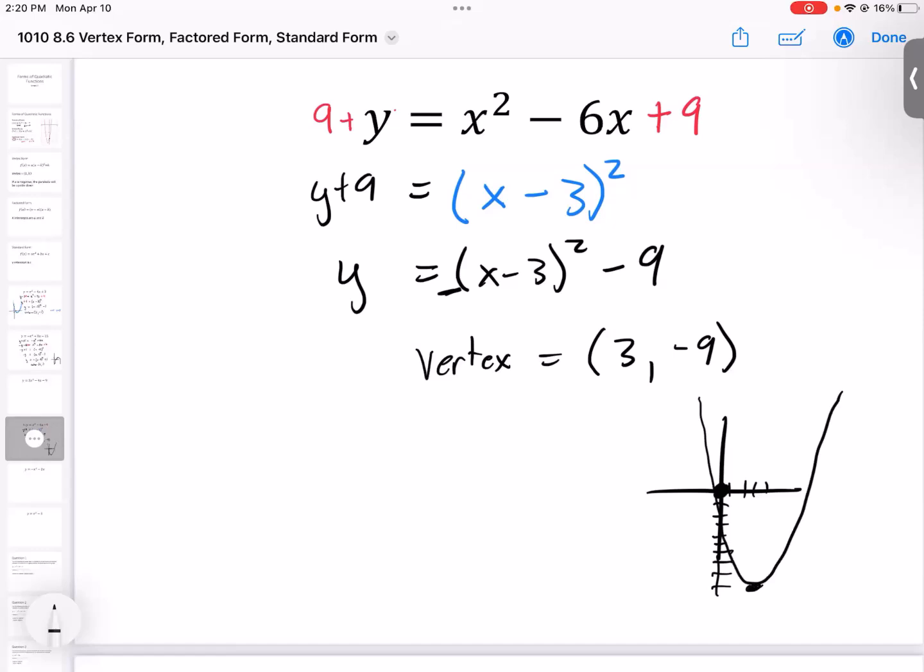You don't have to plug in 0. You could also plug in 4, some other number. If you did 4, you get 4 minus 3 is 1, 1 squared is 1, 1 minus 9 is negative 8, and that would give you this point right here. It'd be positive 4 over and down 8. Whatever point you plug in, it should still show up on the graph. It's just which one you choose to graph.